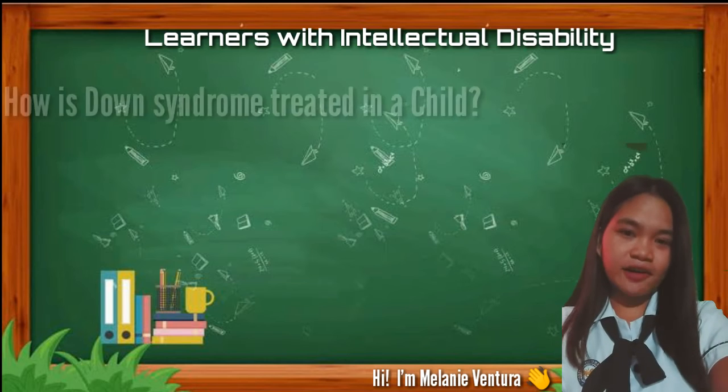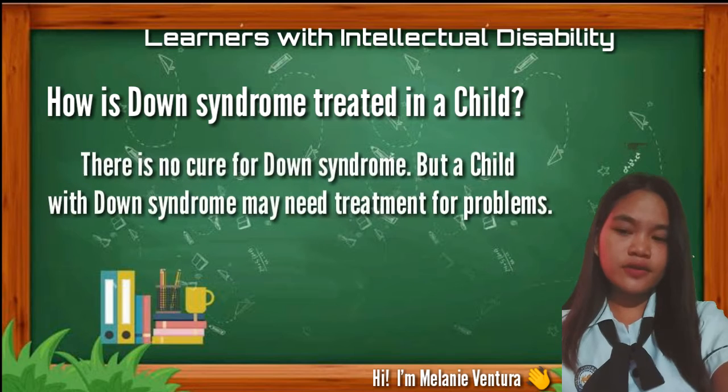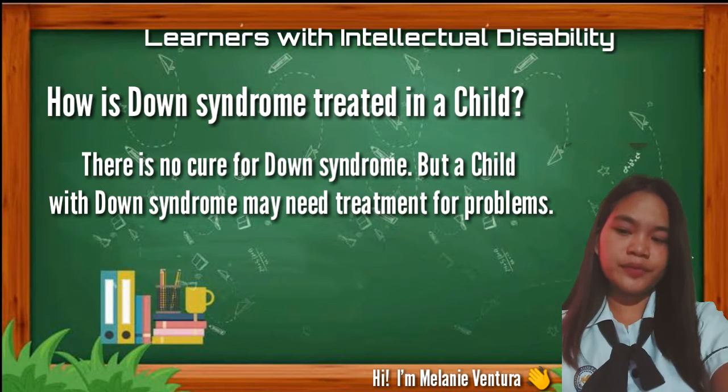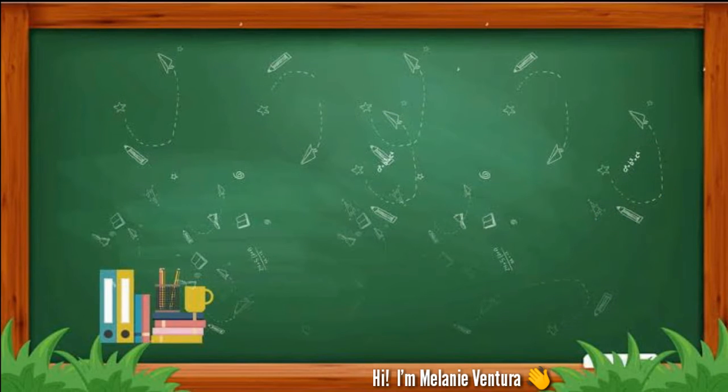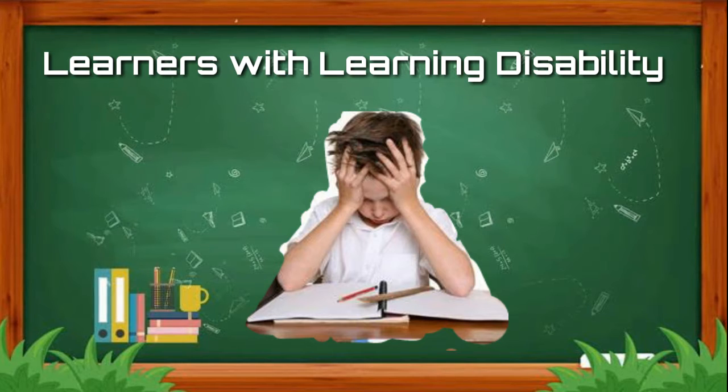And next is how is Down syndrome treated in a child. There is no cure for Down syndrome, but a child with Down syndrome may need treatment for problems. Then the second are the learners with learning disability.